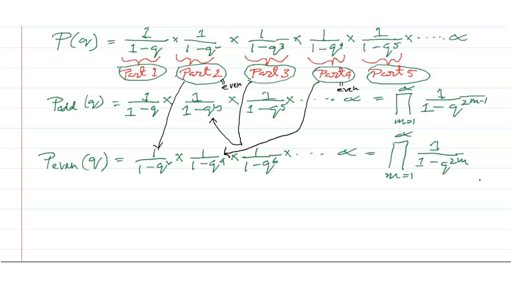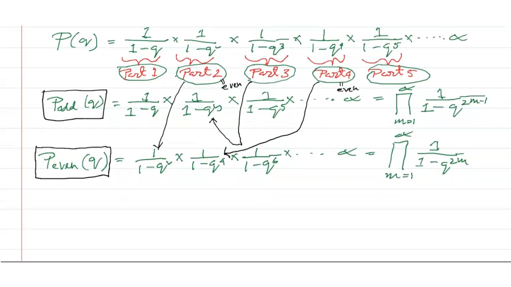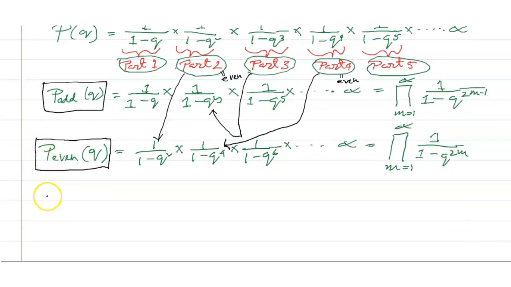Now friends, I want to discuss another example. This is P even, whatever I discussed: P odd Q, partition odd Q, P even Q. Now I discuss P distinct Q, P distinct n.